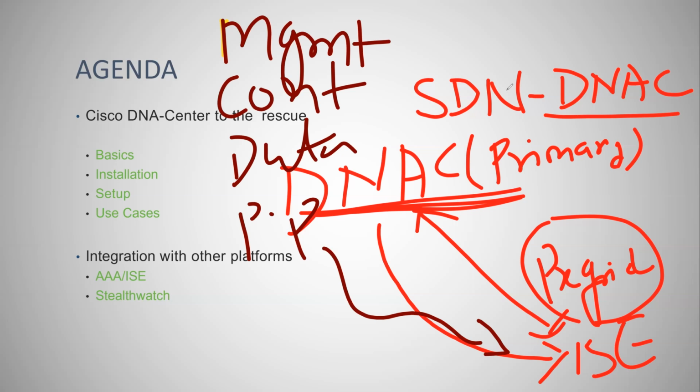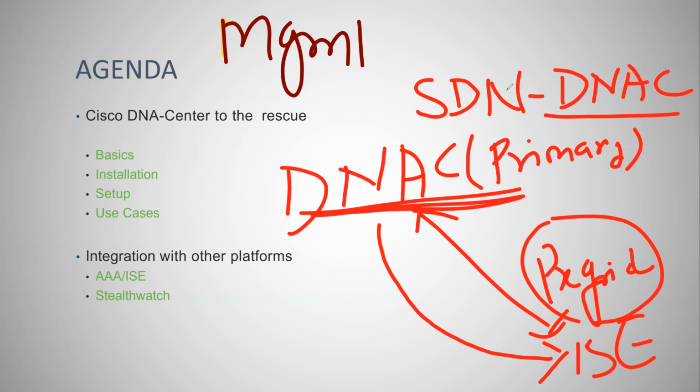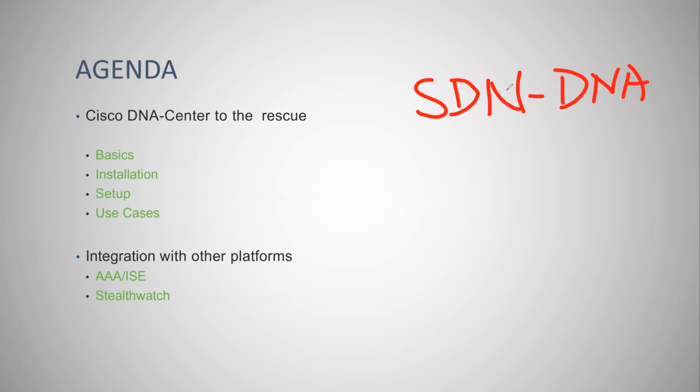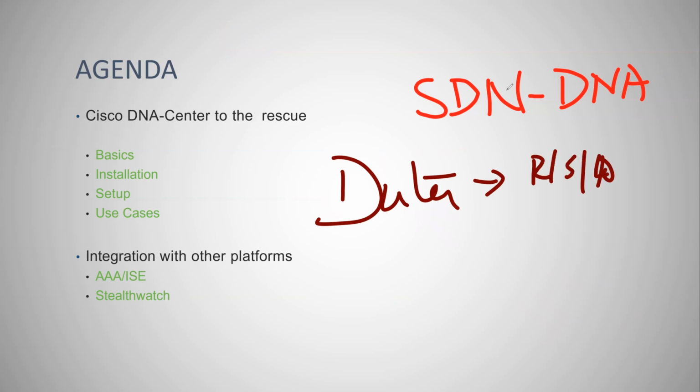Data plane, what is the data plane in DNA? Let's go one step ahead now. The data plane is the routers and switches where actual data is moving. Routers, switches, APs, they are nothing but the data plane devices, right?